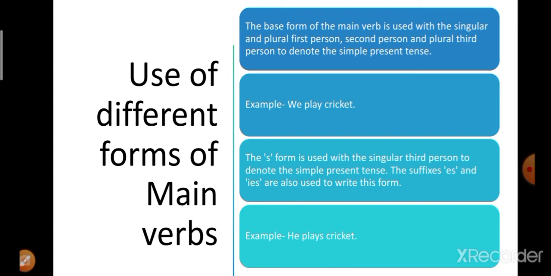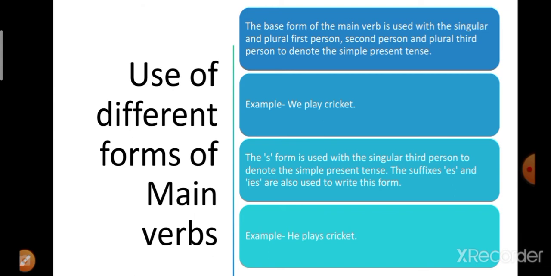The first use says that the base form of the main verb is used with the singular and plural first person and second person and plural third person to denote the simple present tense. Students, I have already taught you what is first person, what is second person, and what is third person. So revise all those things if you don't remember.